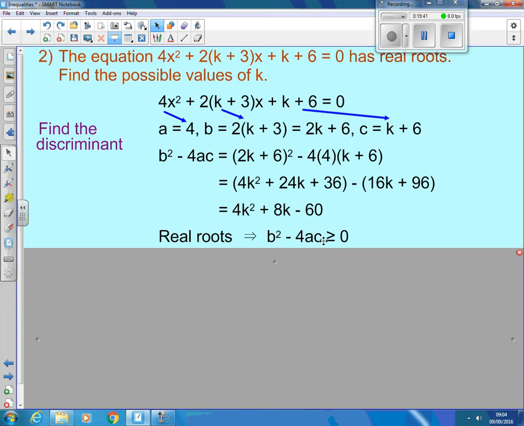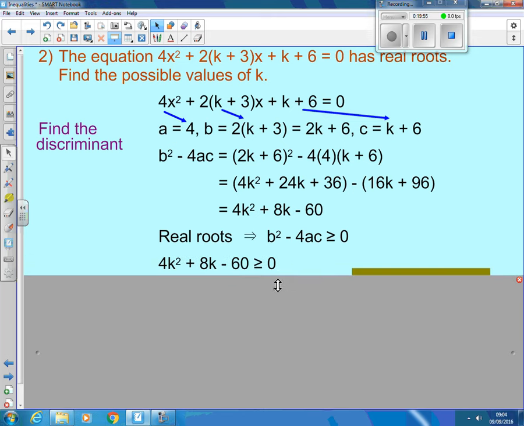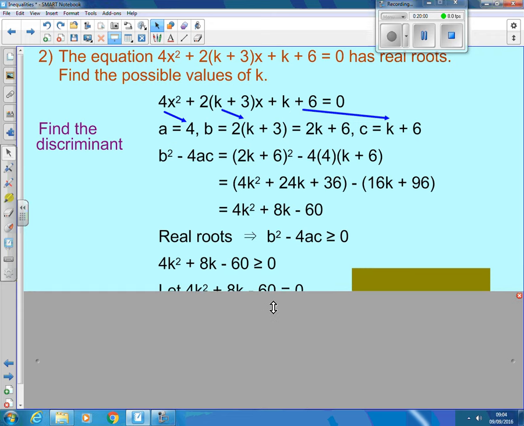So if they were different real roots, distinct ones, b squared minus 4ac would be greater than 0. If they're identical, b squared minus 4ac equals 0. If we don't know which, then it's greater than or equal to 0. So that's our inequality to solve. We've got to solve 4k squared plus 8k minus 60 greater than or equal to 0.